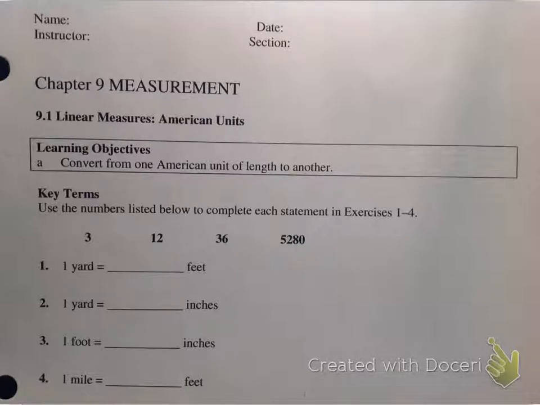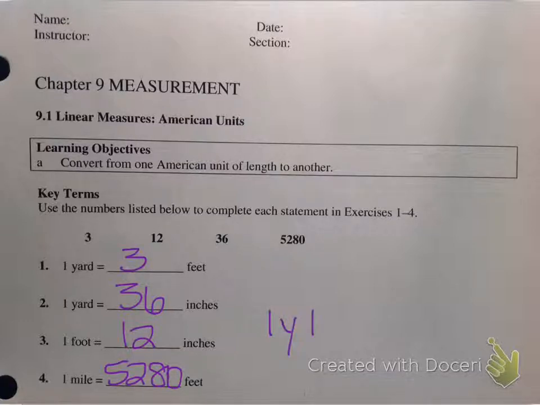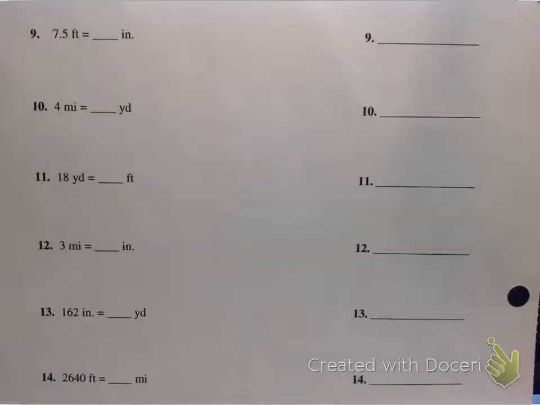We know that 1 yard is 3 feet. Probably the most common one on here is 1 foot, which equals 12 inches. 1 yard equals 36 inches, and 1 mile is 5,280 feet. Another one that's not on here is 1 yard equals 3 feet. So we're going to use these conversions to help us with our problems in converting from feet to inches, miles to yards, and so on.